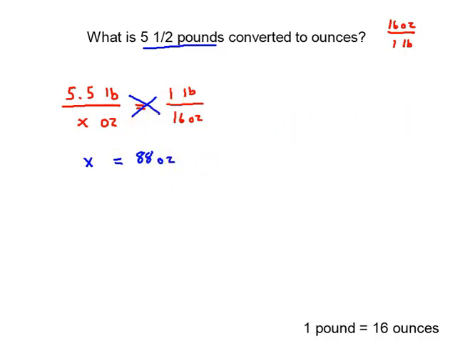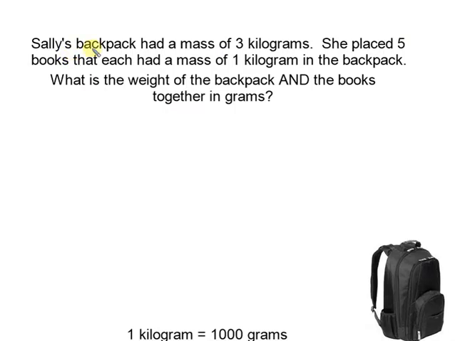Well, there we go. In this problem, we're told that Sally's backpack had a mass of 3 kilograms. She placed 5 books that each had a mass of 1 kilogram inside the backpack. What is the weight of the backpack and the books together in grams? What's the first question we're going to ask? The question is, what have we got? We know that her backpack has a mass of 3 kilograms.